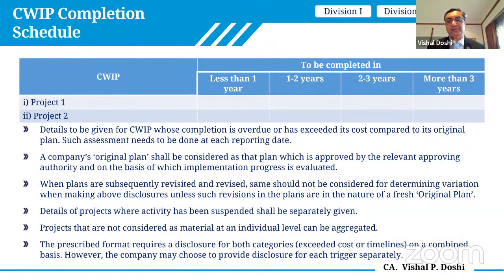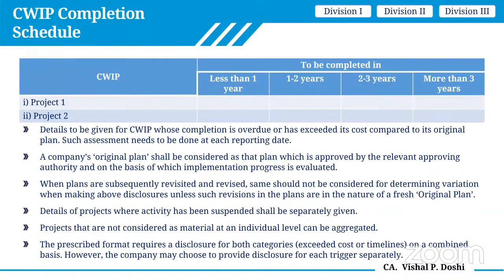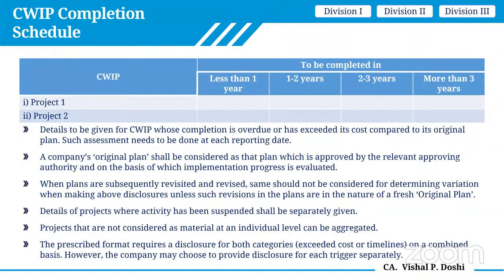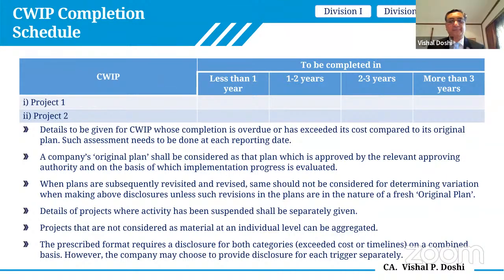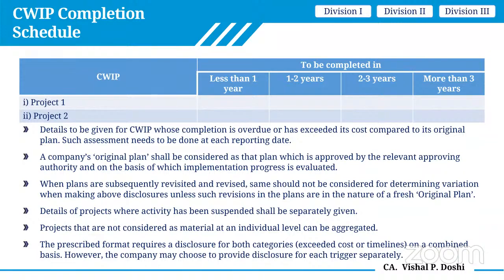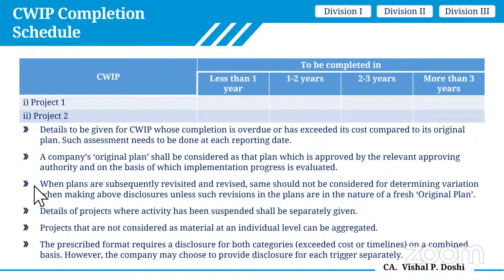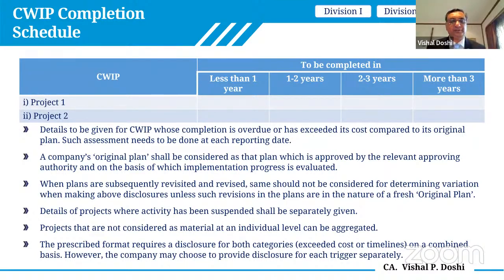CWIP completion schedule. So this is as at 31st March, whatever are the projects which are outstanding, where there are time overruns or cost overruns. For both the situations, this table has to be given, and in this table, it is to be given project-wise. Right. So for each project, the larger projects, the guidance note says that if you have a number of small projects, you can just club them together. Otherwise, you'll have to give project-wise details about when they would be completed.